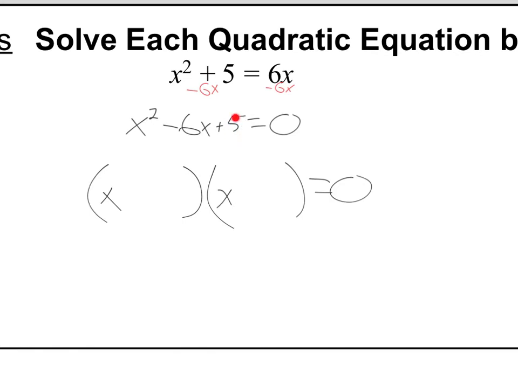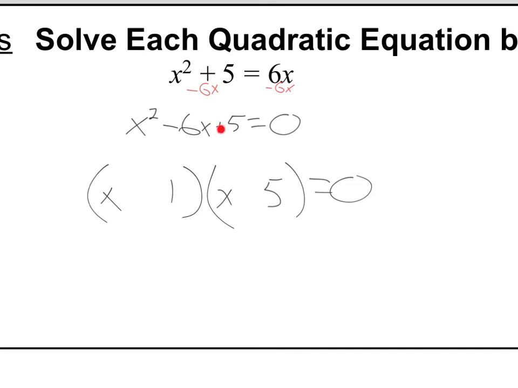And then I need two numbers that multiply to be 5. Well, hey, fortunately, 5 is prime. And if it's prime, that means there's no factors other than 1 and itself. So I know it's got to be 1 and 5, or 5 and 1. You can switch those around, doesn't matter. So 1 times 5 is in fact 5, but I need these to sum up to a negative 6.